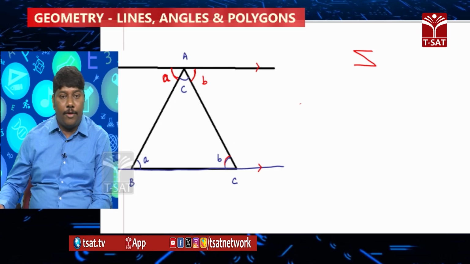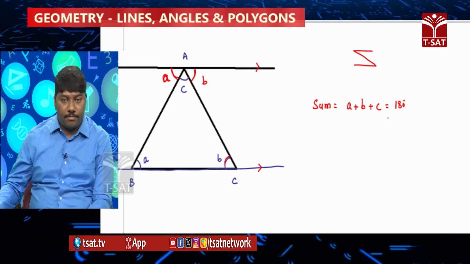Therefore, what is the sum of interior angles? Sum is equal to angle A plus angle B plus angle C. So therefore, the sum of angles in a triangle is equal to 180 degrees because it forms a straight line. See here, it is forming a straight line. Therefore, angle A plus B plus C is equal to 180 degrees here.